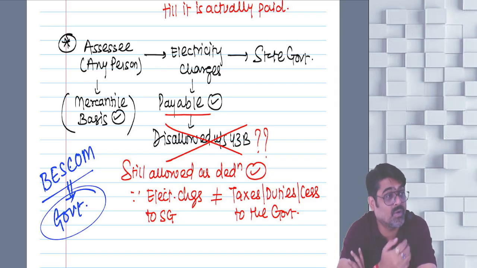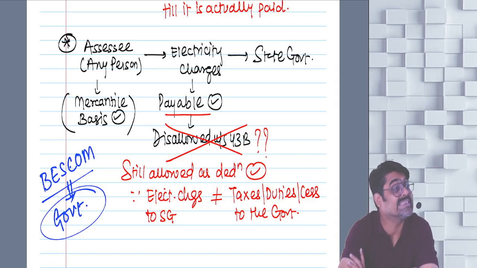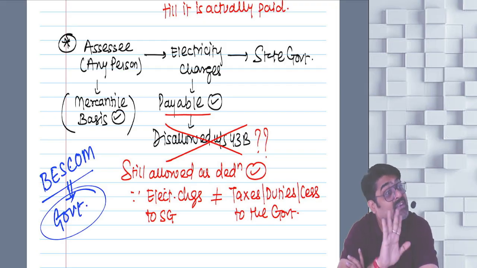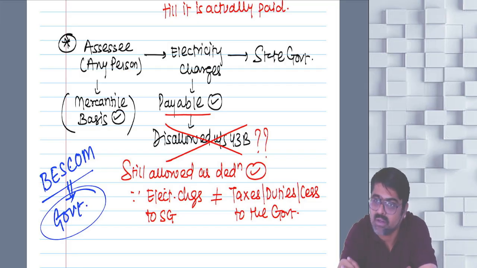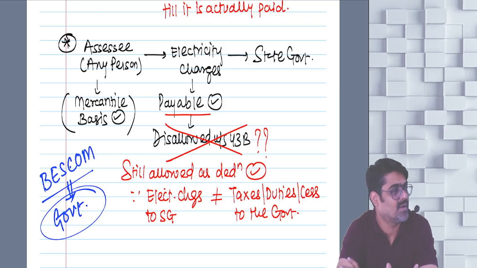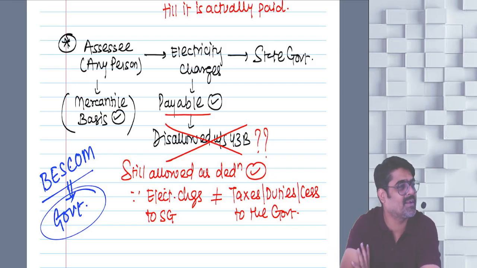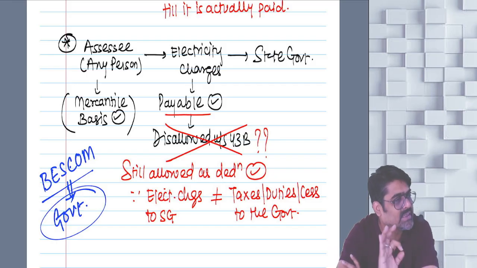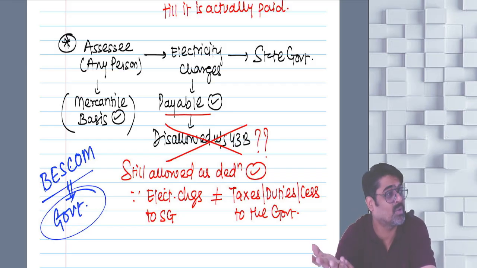And the payment which you are going to make is not in the nature of taxes, duties, cess under any law. The payment is electricity charges. So even if the electricity charges are payable to the government, they don't take the character or color of taxes, duties, cess payable under any law. This is just electricity charges. So electricity charges can be payable to the state government, to an undertaking of the state government.